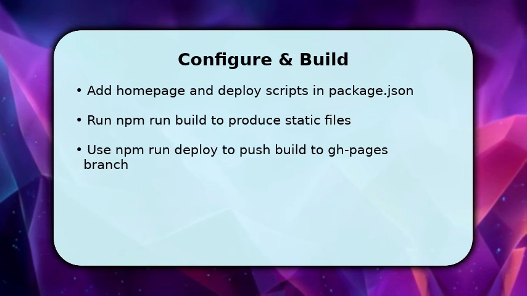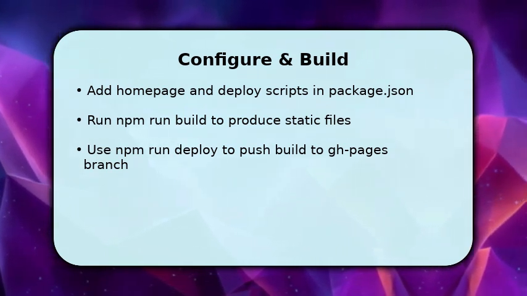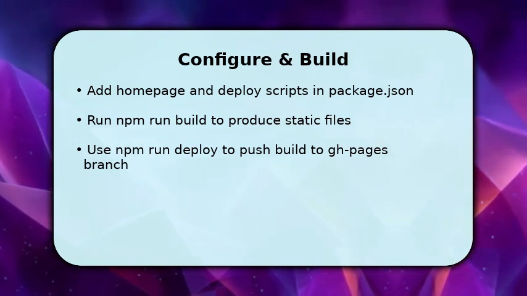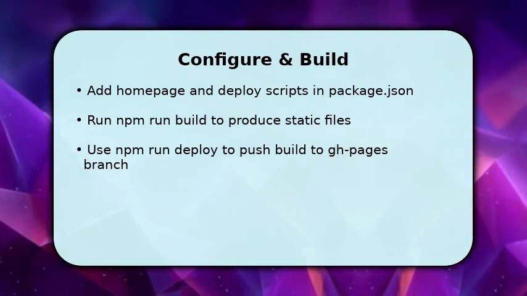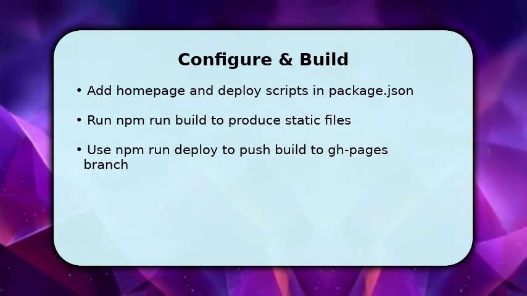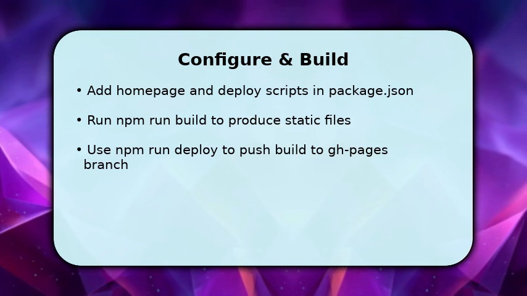Once configured, run npm run build to produce a static build folder optimized for production. After the build completes, execute npm run deploy. gh-pages will publish the build folder to a gh-pages branch. This sequence automates publishing, so the site is available under GitHub Pages without manual branch copying.